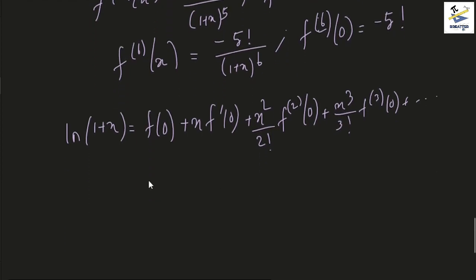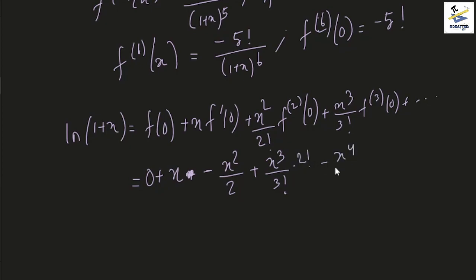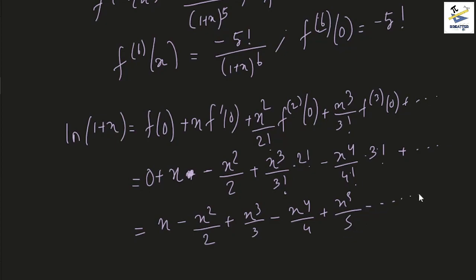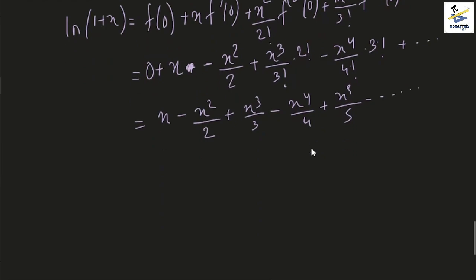Now once we start putting in the values, we see that f0 is 0 and f dash 0 is just 1. For the even one it's negative, if you remember, so it's not plus, it's minus x square by 2, plus x cube by 3 factorial into 2 factorial, minus x to the power 4 by 4 factorial into 3 factorial, and so on. Remembering that 3 factorial is just 3 into 2 factorial, the 2 factorial will cut off and 3 will remain. Similarly here, 3 factorial by 4 factorial will give you a 1 by 4. Continuing in this way, we get the series as x minus x square by 2 plus x cube by 3 minus x to the power 4 by 4 plus x to the power 5 by 5, and so on. So this right here is the Taylor series expansion for log of 1 plus x at the point x equals 0.